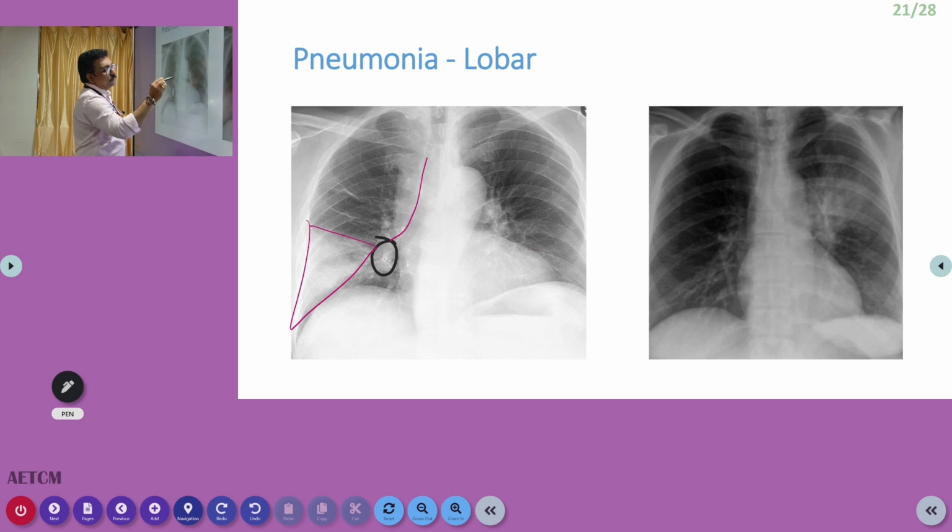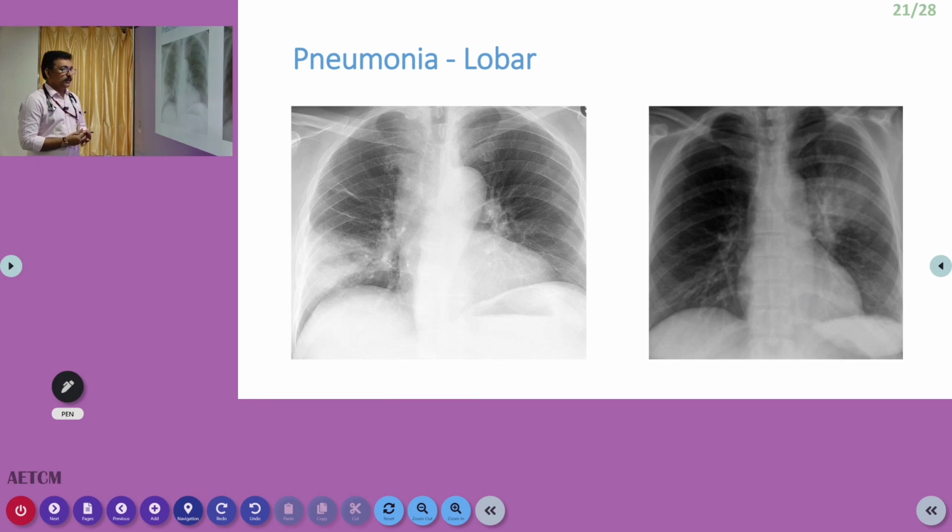So the mediastinum is shifted towards this side, heart is shifted towards this side. So this cannot be a simple pneumonia. It can be collapse consolidation. Okay.